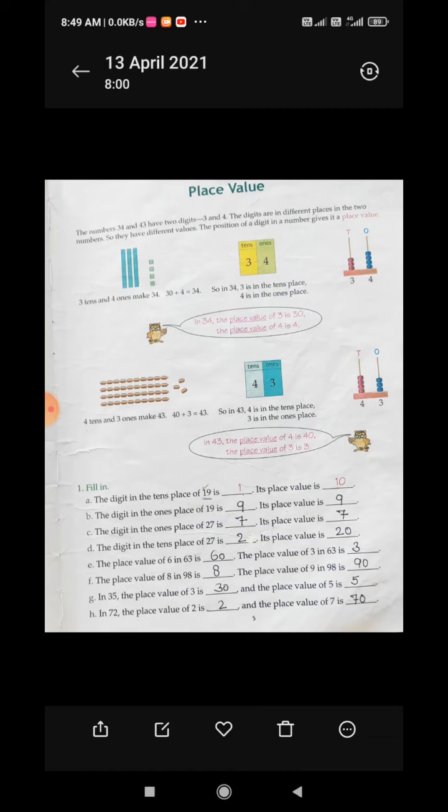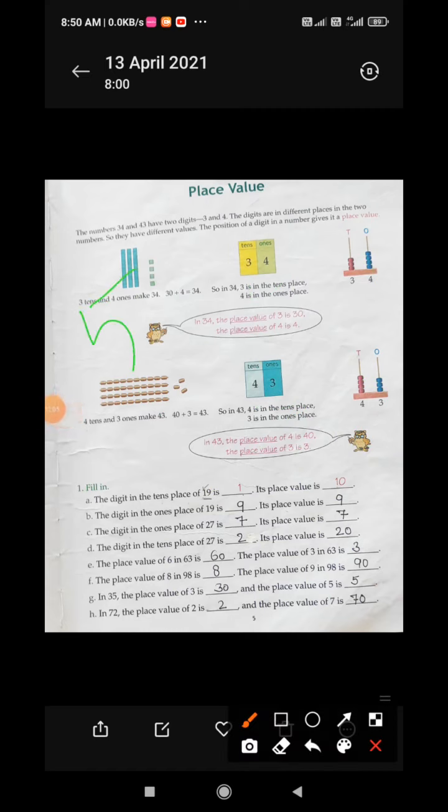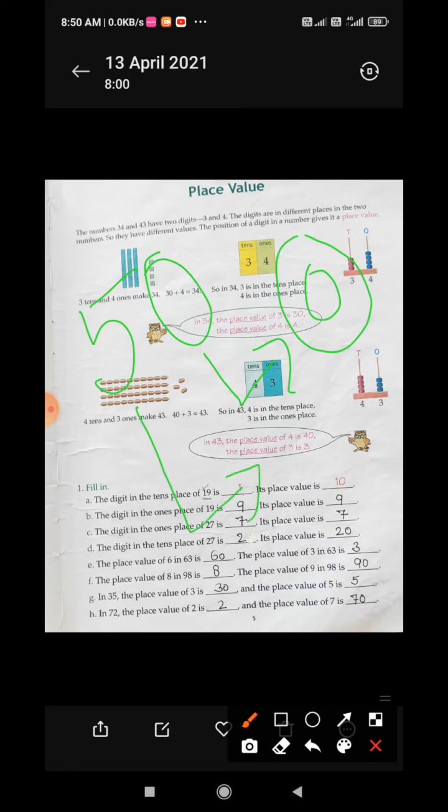Take another example, 50. Suppose we have this number 50. 0 is on the ones place. We will write the place value of 0, 0 only. Now write the place value of 5. It is on the tens place, so write here 50. Like this you will do these questions also.